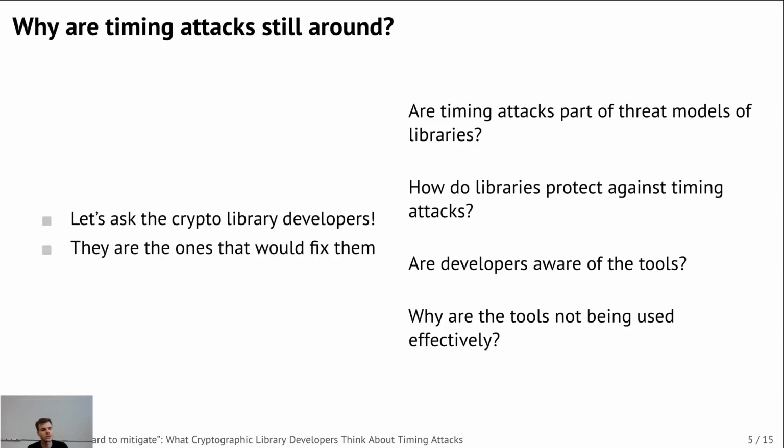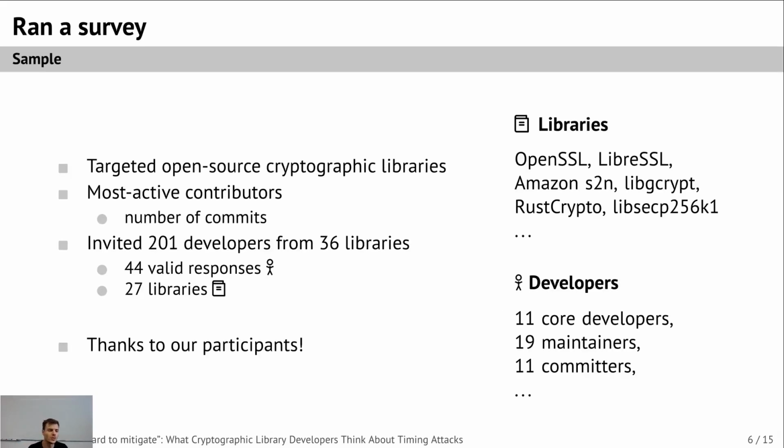And these are the questions that, let's just ask cryptographic library developers. They are the ones that will know answers to these questions, because they are the ones that would fix these timing leaks. They are the ones that would use these tools for verifying resistance of code against timing attacks. And this sounds like a great idea, and it's exactly what we did.